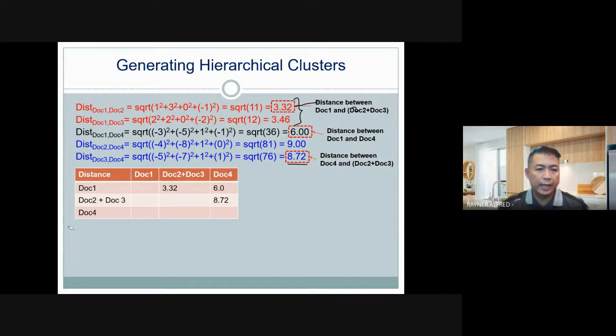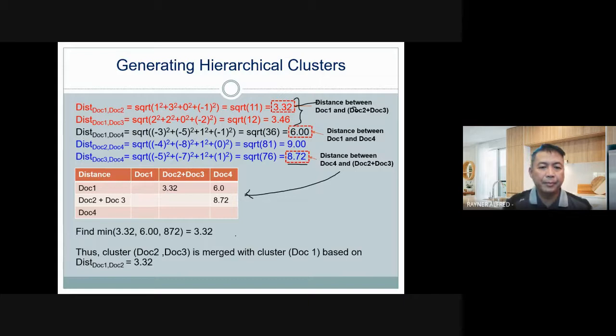So the next step is still the same. This is the distance matrix that we perform after we compute all this. Then we merge them and so on. So this one we are finding the minimum between all these documents. So cluster 2 and 3 is merged with document 1.